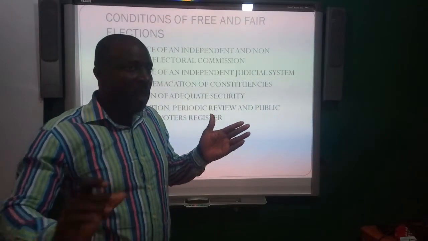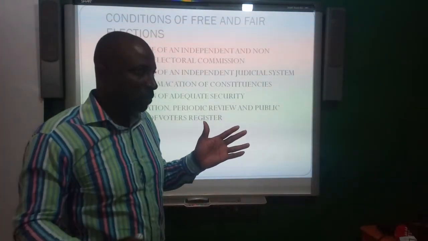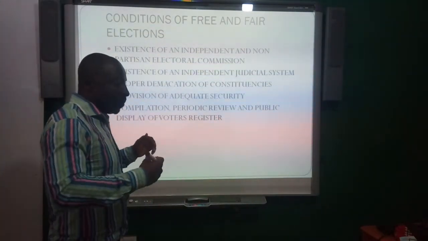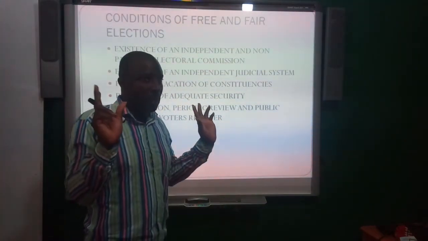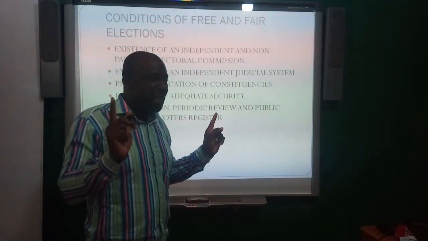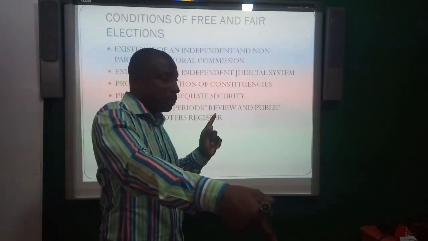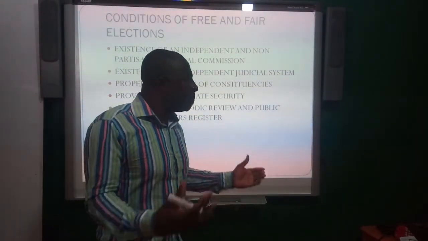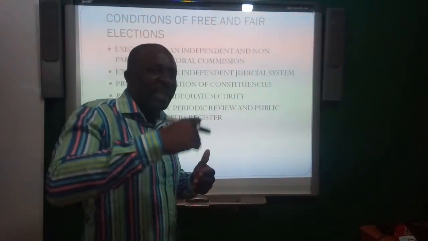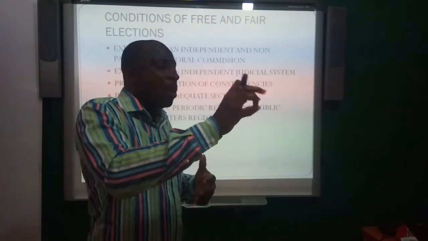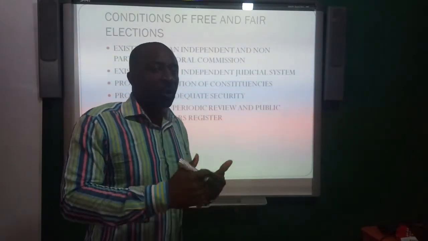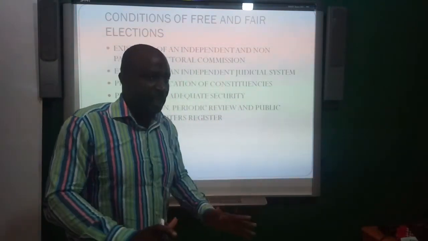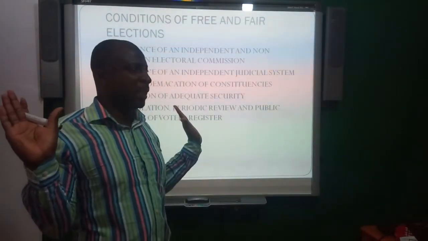Independence of the judiciary, or independent judicial system, any of them, the same point. We know the three arms of government, one of them being the judiciary, which is headed by the Chief Justice. They settle electoral disputes, and they also settle disputes among people in the state. This body should be independent so that when there is any electoral dispute or any abuse so far as electoral conduct is concerned, they can pass a true verdict without favoring any political party.